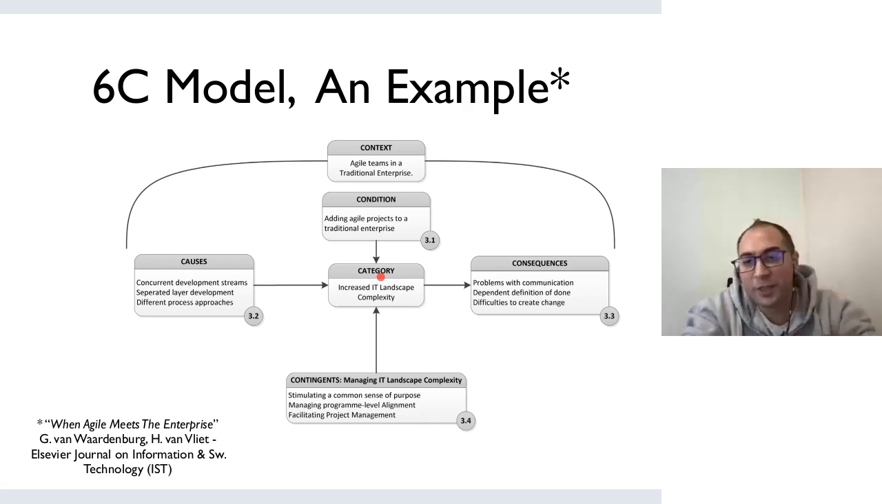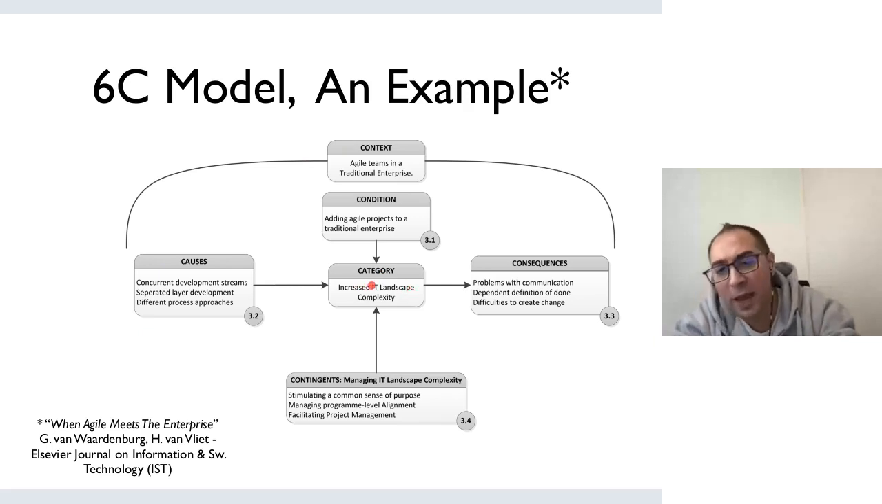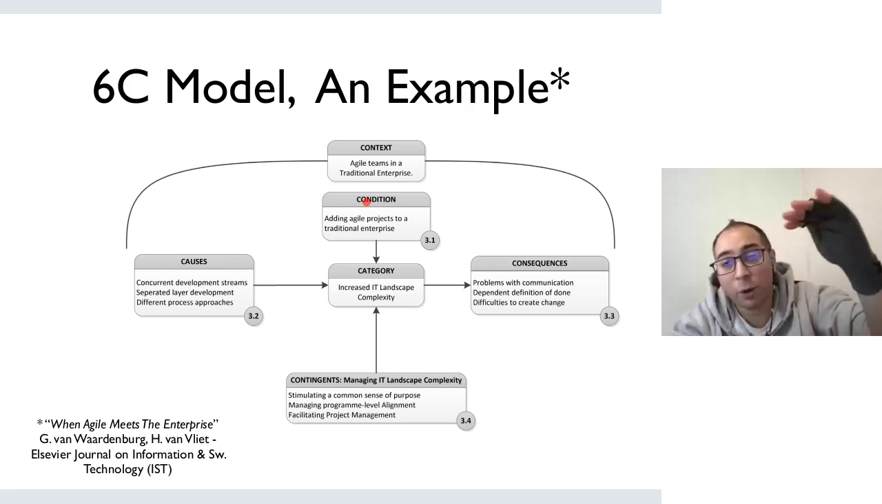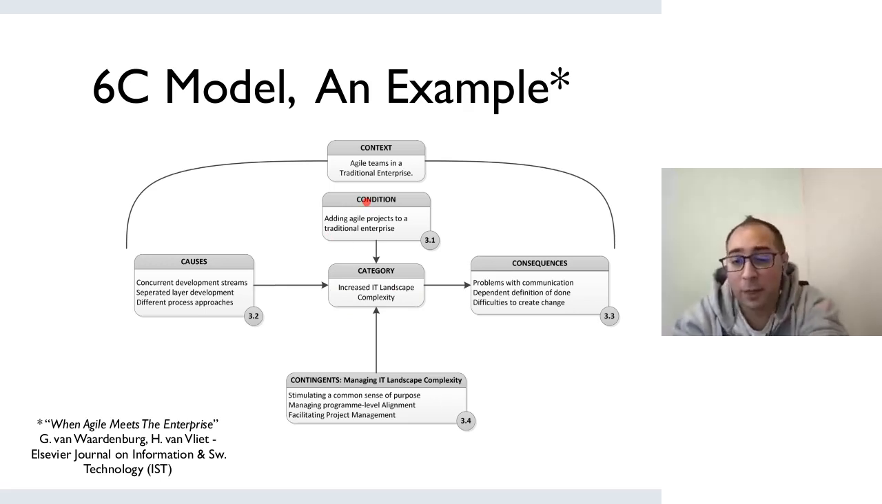So this is a very good example. You have, for example, the context is agile teams in a traditional enterprise. You have causes for specific problems. A category is the increased IT landscape complexity, so the increase in software architecture landscape complexity. And you have consequences, contingents.